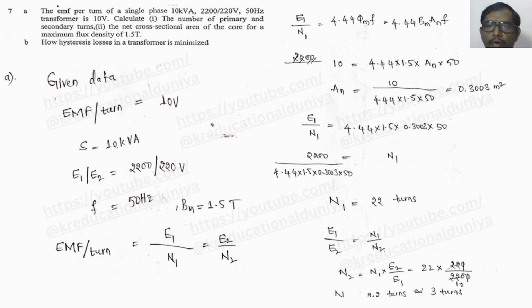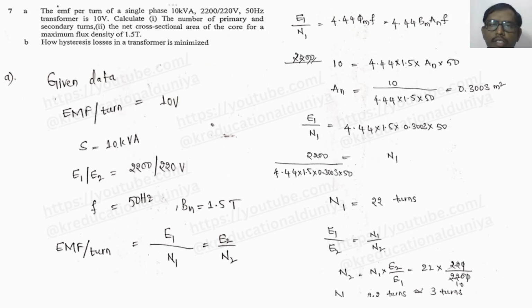From this same formula we are going to find out the N1 value. So N1 equal to E1 by the entire thing. So E1 2200 by 4.44 into 1.5 into 0.3003 into 50, that is N1 value is 22 turns. So E1 by E2 equal to N1 by N2. So here we are going to find out N2 value also.